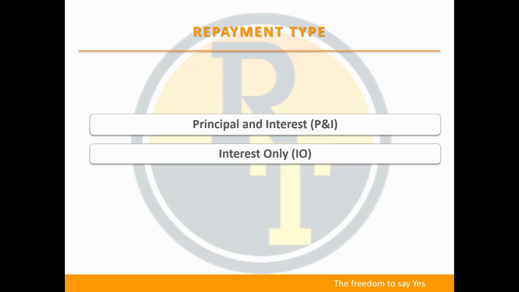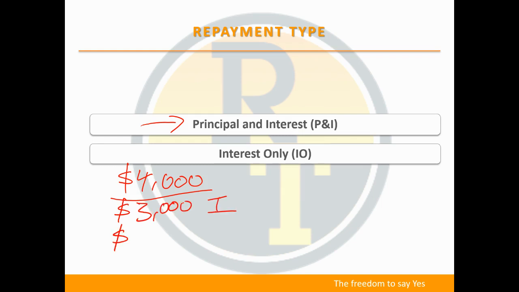Repayment type. The two repayment types are principal and interest, and interest only. Principal and interest is the most traditional way of setting up your loan. If you have a $4,000 per month repayment, a rough breakdown of that repayment would be $3,000 of interest and $1,000 of principal, meaning you're reducing your loan by $1,000 each repayment.